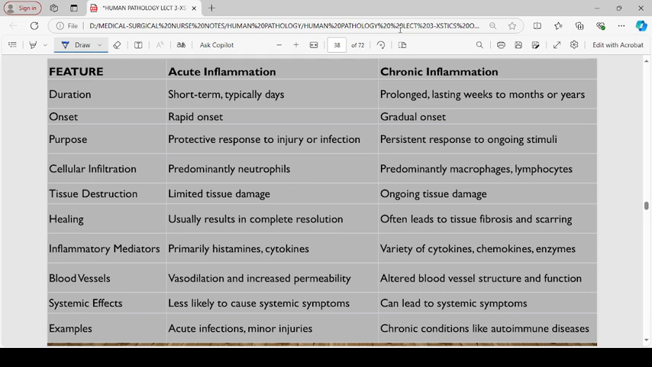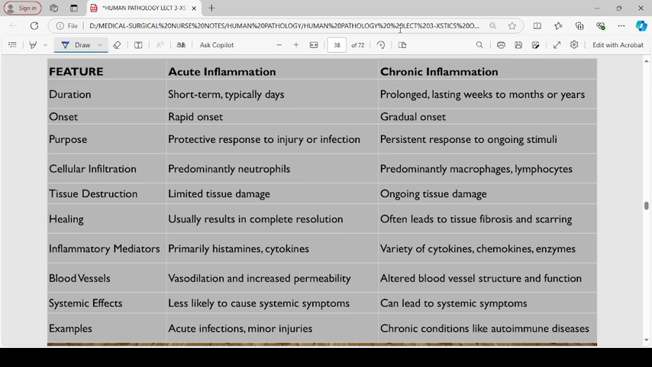We can compare them in terms of duration, where you find acute is short term, whereas chronic is prolonged. In terms of onset, acute is rapid, chronic is gradual. What's the purpose of these two patterns? Acute inflammation is a protective response to injury or infection, while chronic inflammation is a persistent response to ongoing stimuli. In terms of cellular infiltration, in acute inflammation we have neutrophils predominantly, while in chronic inflammation we have cells like macrophages and lymphocytes.